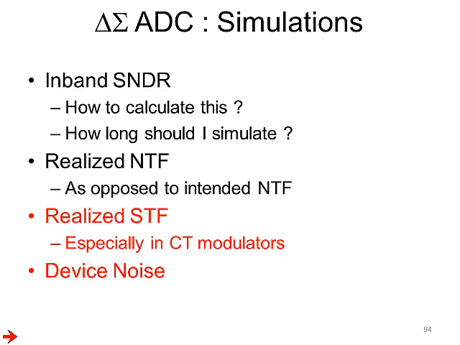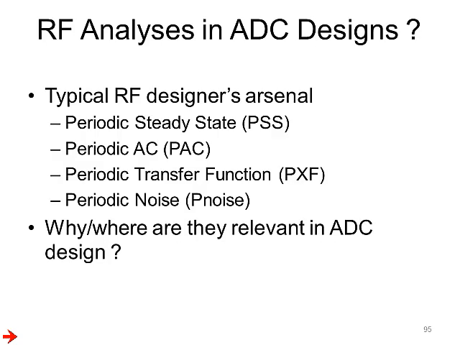The next thing I'd like to simulate are the signal transfer function and device noise. But before we go there, let's take a brief digression and understand the role of RF analysis in delta sigma ADC design. A typical RF designer's simulation arsenal consists of the periodic steady state, periodic AC, transfer function, and noise analysis. The question is, why and where are they relevant in ADC design?